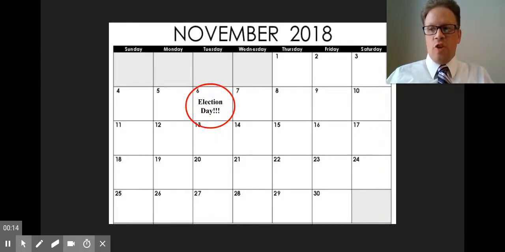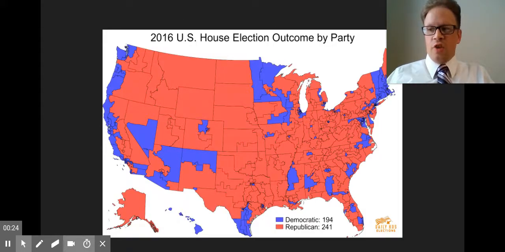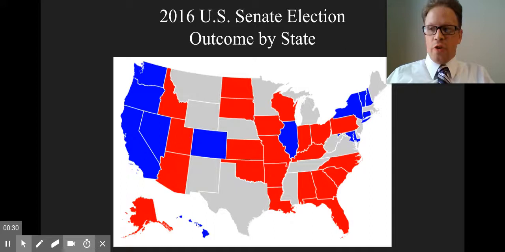There is a congressional election every even-numbered year on the first Tuesday after the first Monday in November, which is a fancy way of saying it's never on the first. During each congressional election, the entire House of Representatives and 1/3 of the Senate is elected.